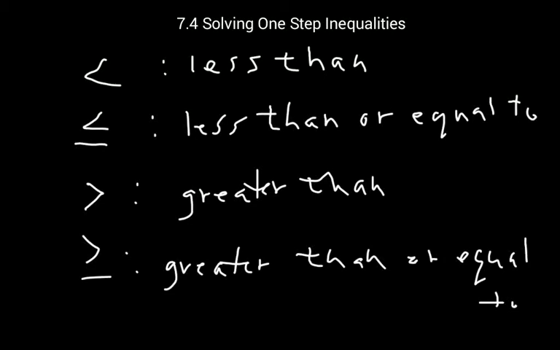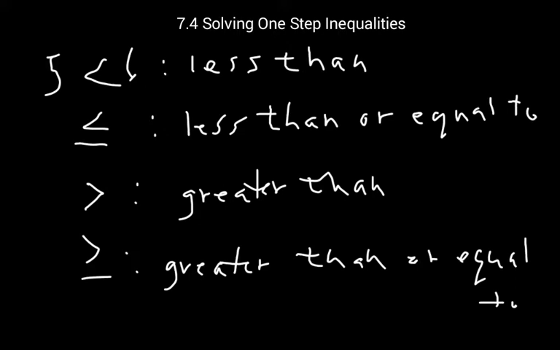Lesson 7.4 is on solving one-step inequalities. Let's do a quick review of the inequality symbols. The first is less than. And so this would always point to the smaller number like this. We could say 5 is less than 6. So that's one way that could work.